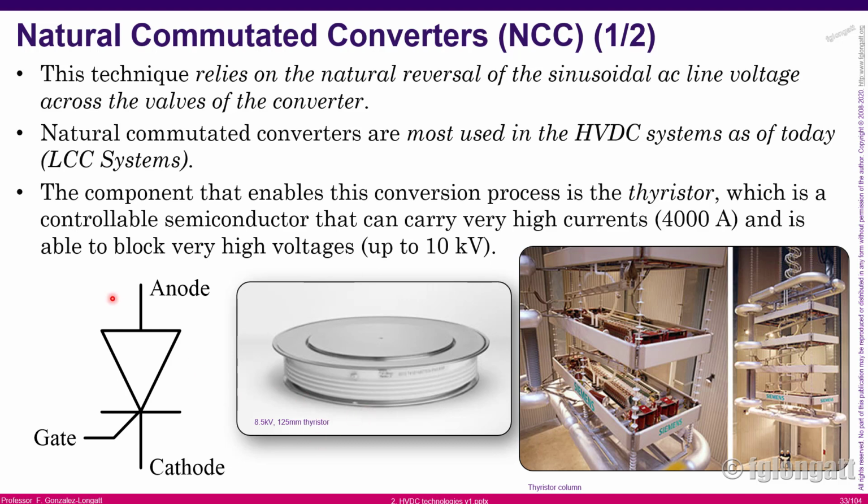Over here you can see the symbol. You must recognize an anode, a cathode and a gate. And you can see over here the physical device. That is a physical thyristor for 8.5 kilovolts, okay? And on the right hand side, you can see what is inside a converter station, okay?